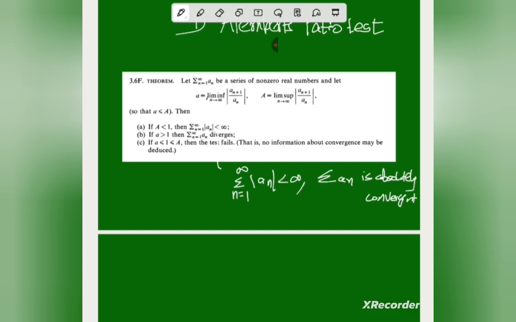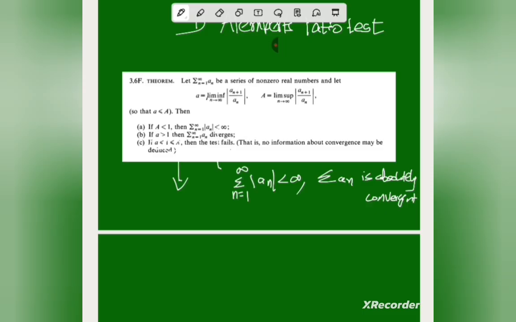And the third condition: what about the other cases? For capital A greater than or equal to 1, and for the other case small a less than or equal to 1, in those cases we cannot apply the ratio test. That means this test cannot be applied to check the convergence or divergence. So this is the theorem statement.